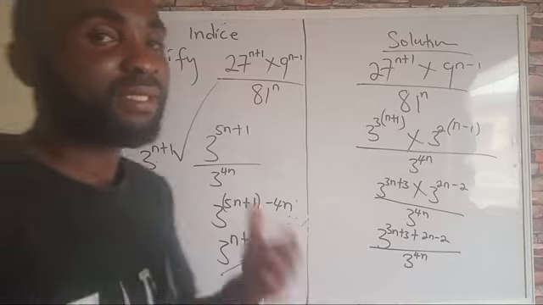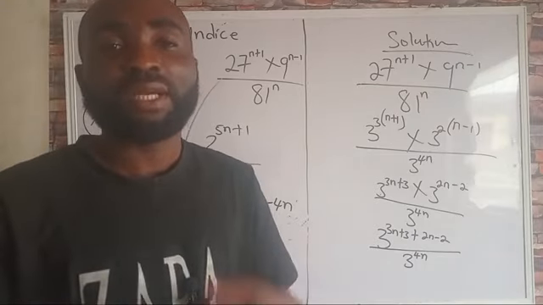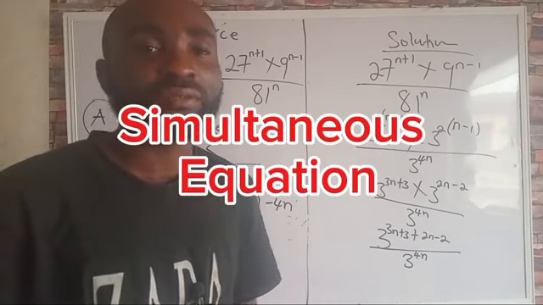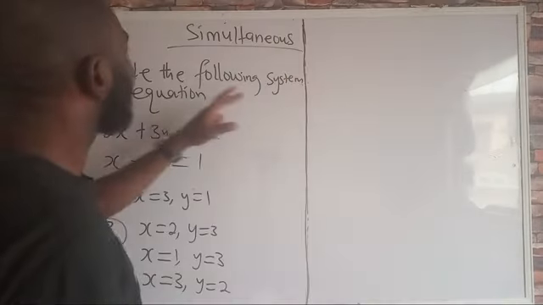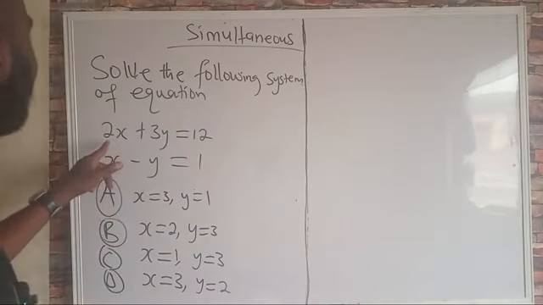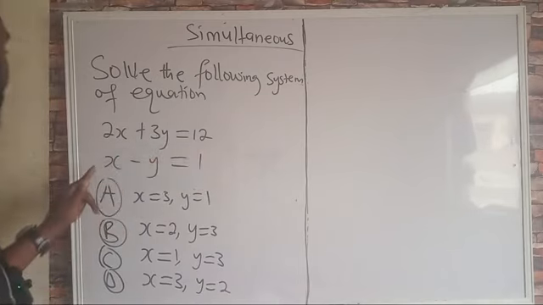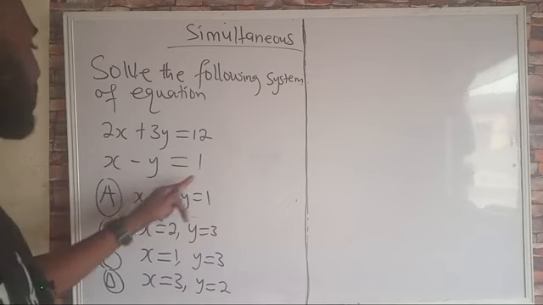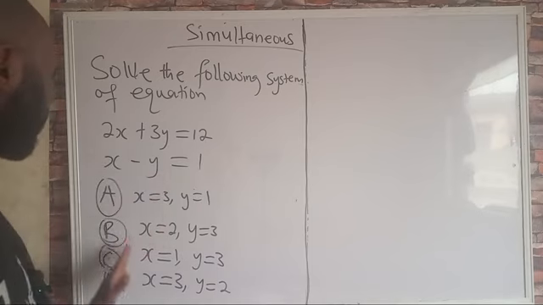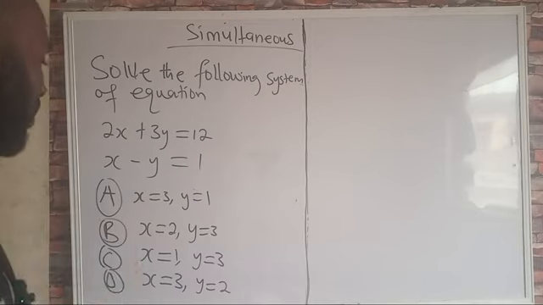So we are going to the next one, which is simultaneous equation. Solve the following system of equations. So this is a simultaneous equation. You have 2x plus 3y is equal to 12, and x minus y is equal to 1. So these are the options you have. At the end of this question, you will know the right option.